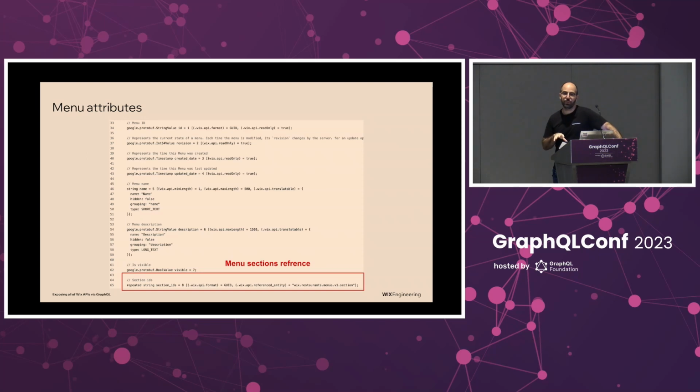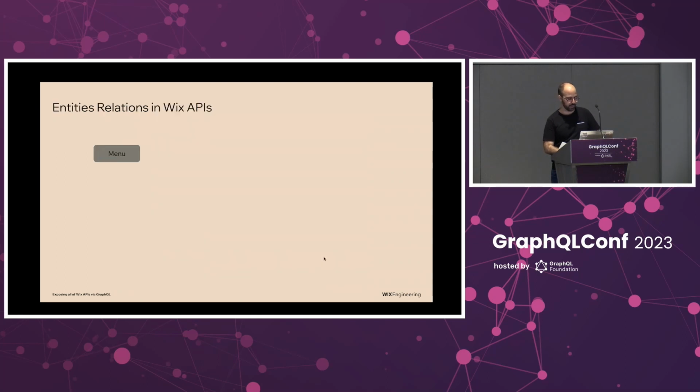And one of the most important parts of moving to such a paradigm is that we actually were able to declare connections between entities, okay? So in the red, you can actually see that I have the section IDs field, which actually references a different entity called the Wix restaurants section, okay? And suddenly, from a stage where we had APIs that were pretty flat, we started building a graph without actually thinking about the graph, okay?